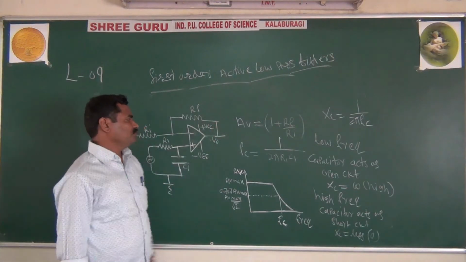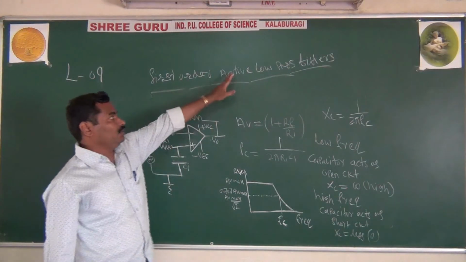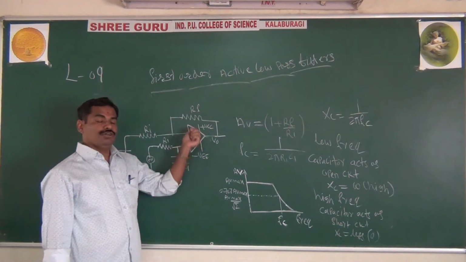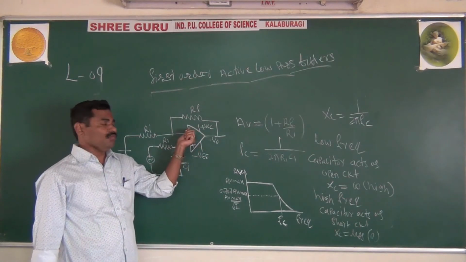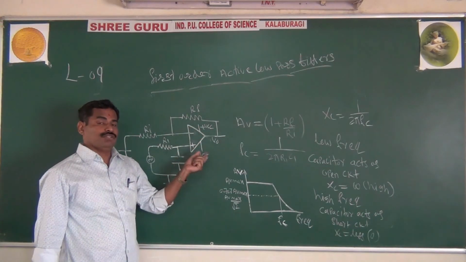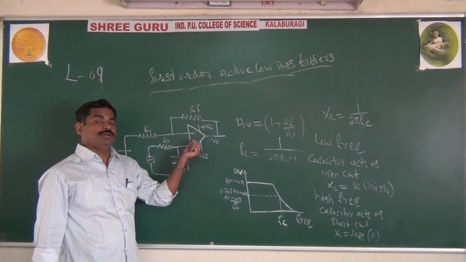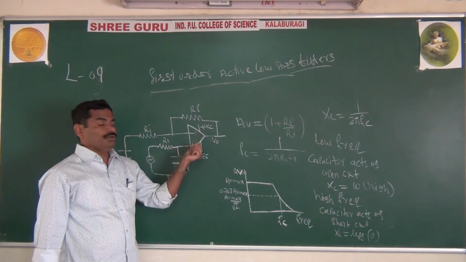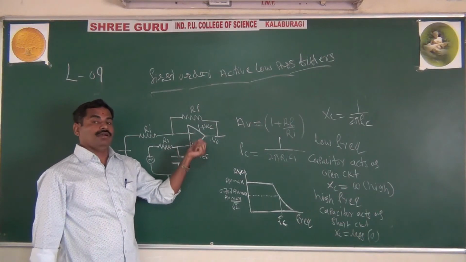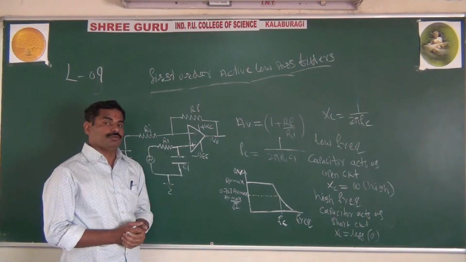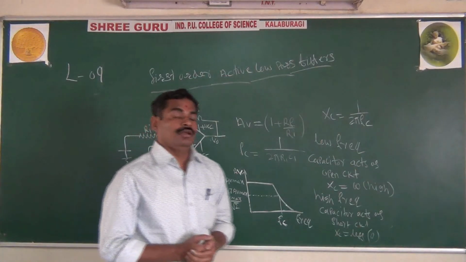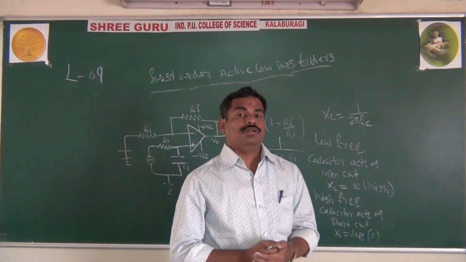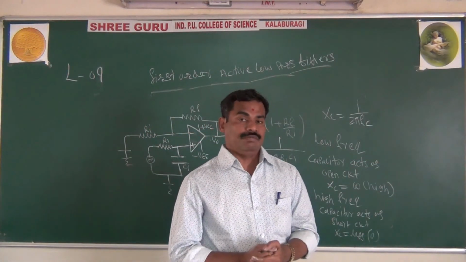Very simple. Why are you using active here? Because you are using an active component, an op-amp. Why are you using an op-amp here? First, we want more amplification, more gain, or the gain can be controlled. Second, the op-amp is used as a buffer amplifier, for signal isolation, and also for impedance matching, or to reduce the loading effect.